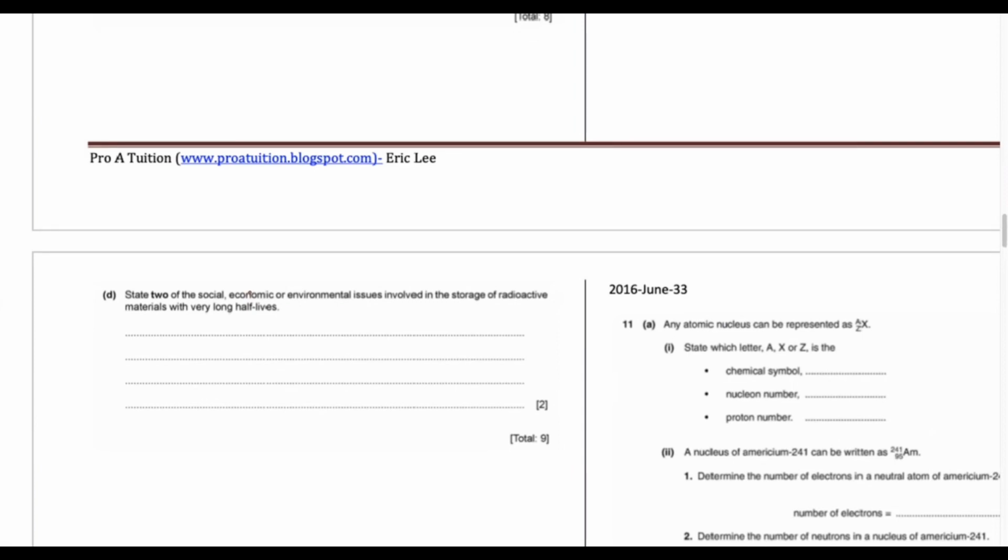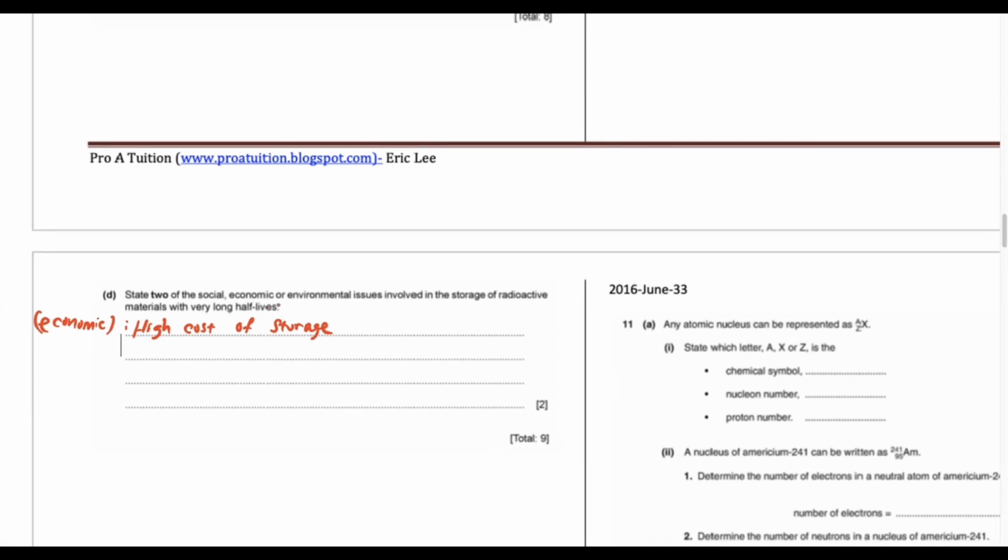Of course, one of the problem is economical problem, high cost of storage. So this is economical problem. When they say economic, that means talk about money lah. So we need more money to store it. We need more money to store it for a long time.